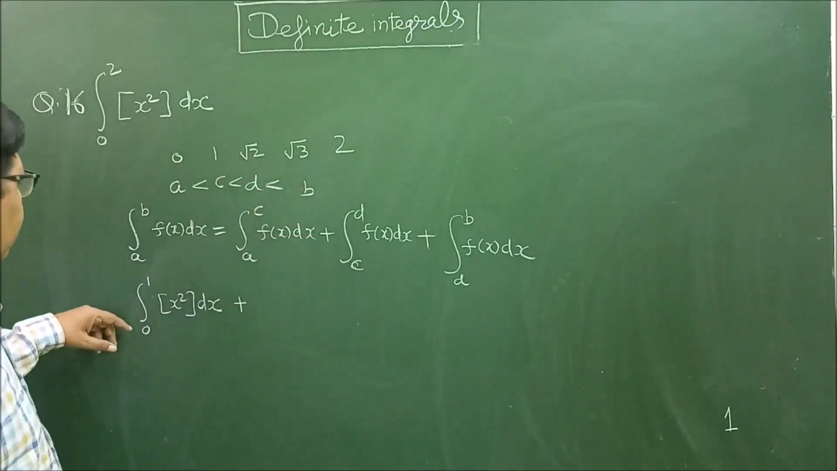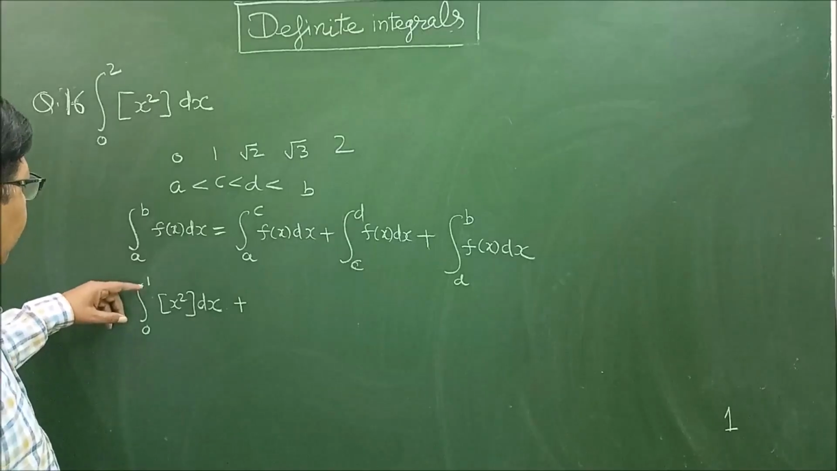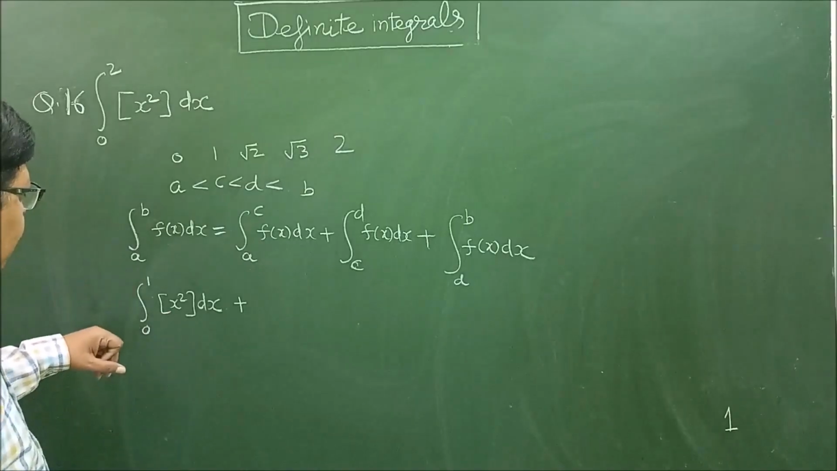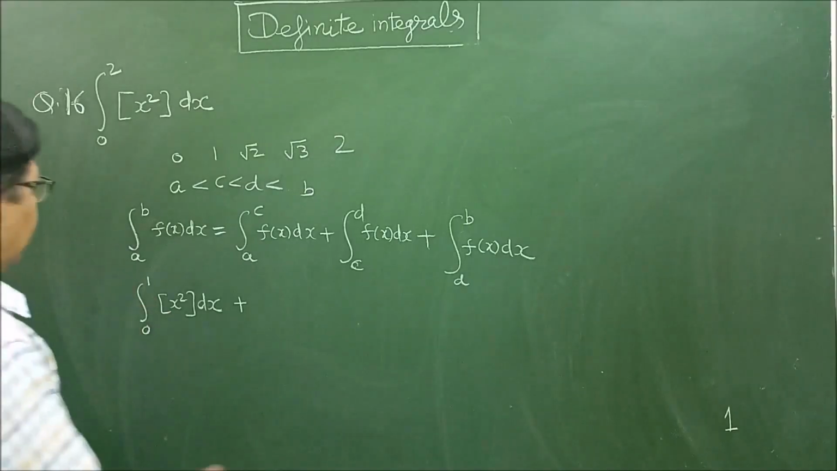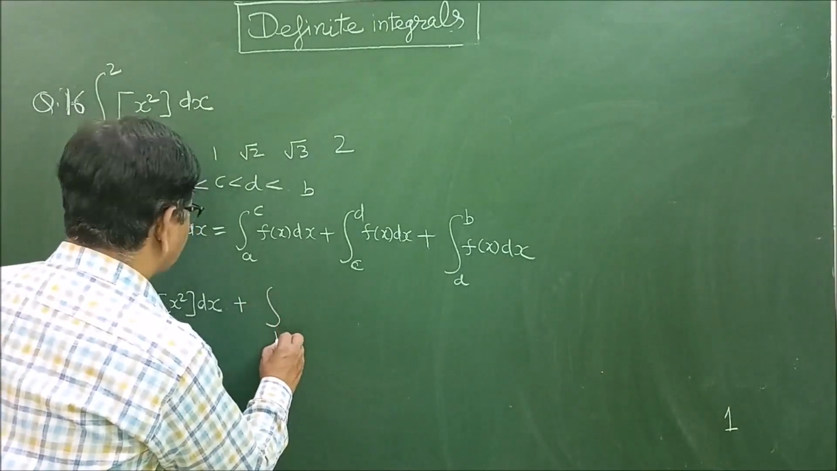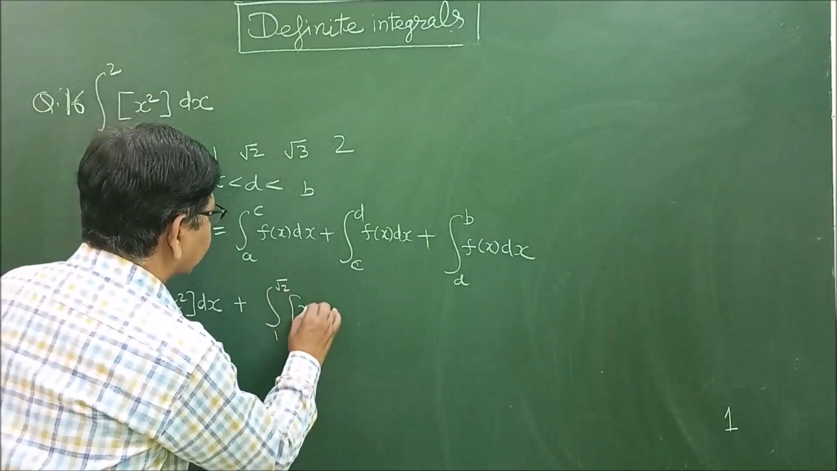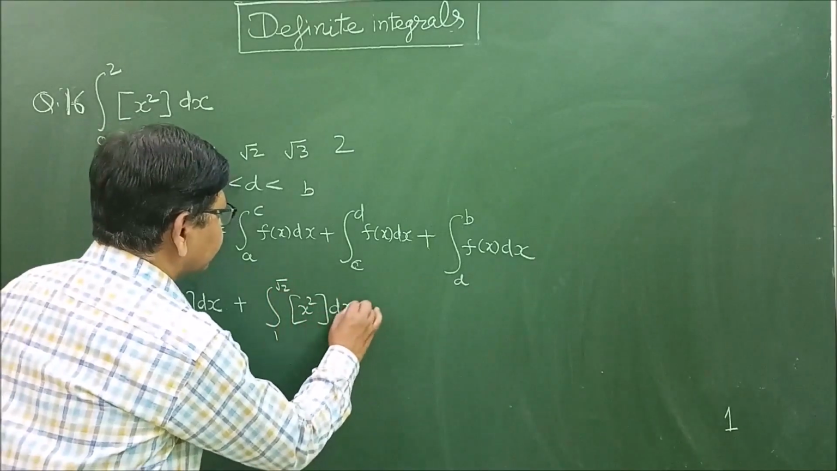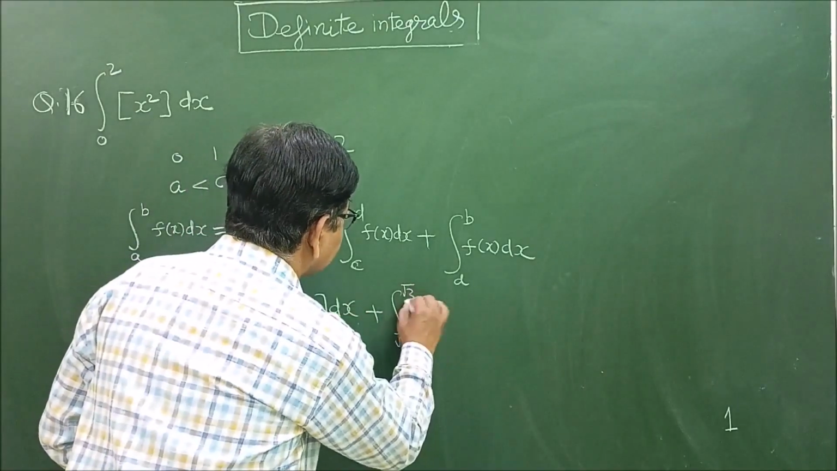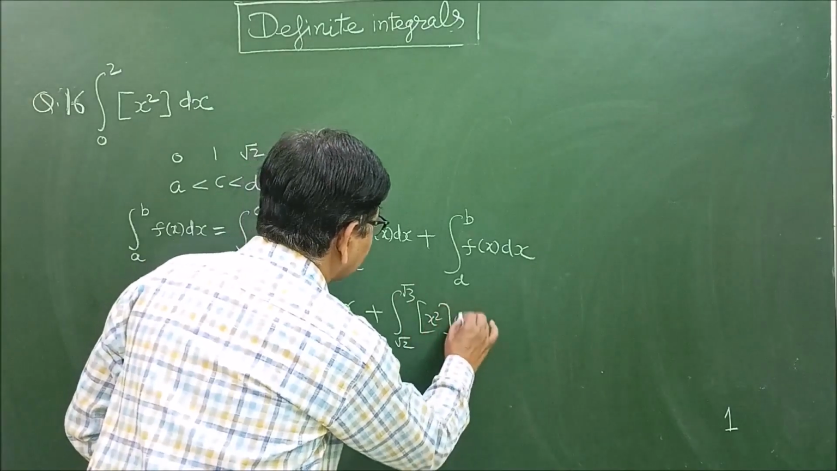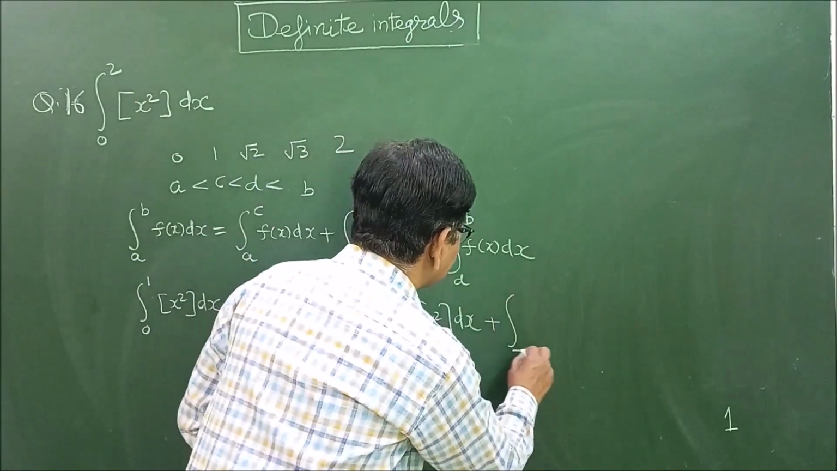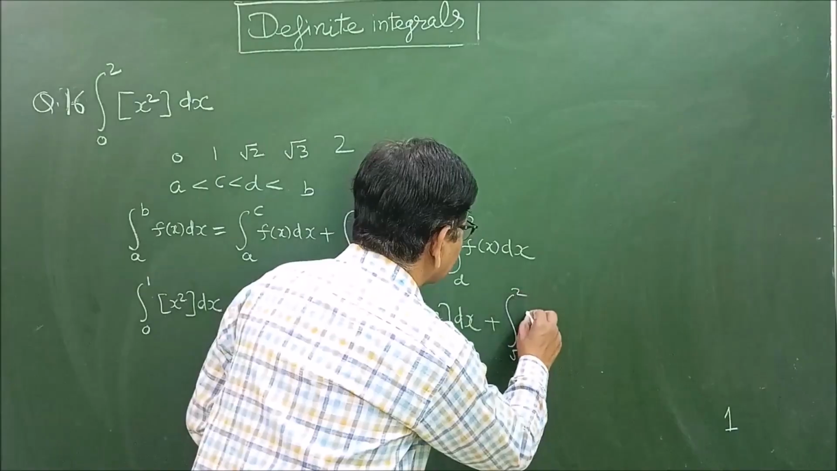So splitting like this: 0 to 1, because if the value of x varies from 0 to 1, then x square will vary from 0 to 1. Then from 1 to root 2, greatest integer x square dx, plus from root 2 to root 3, greatest integer x square dx, and from root 3 to 2, greatest integer x square dx.